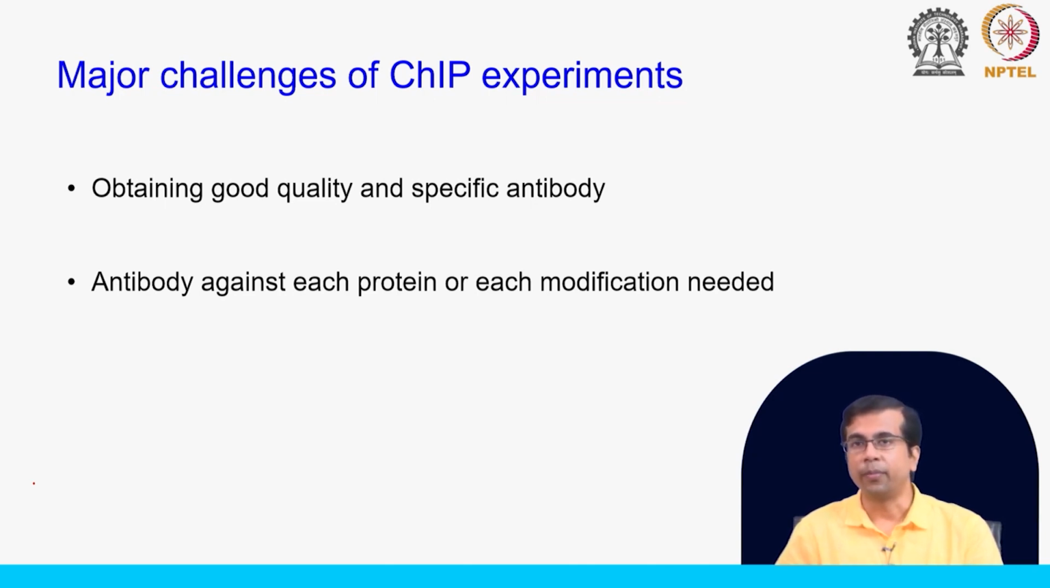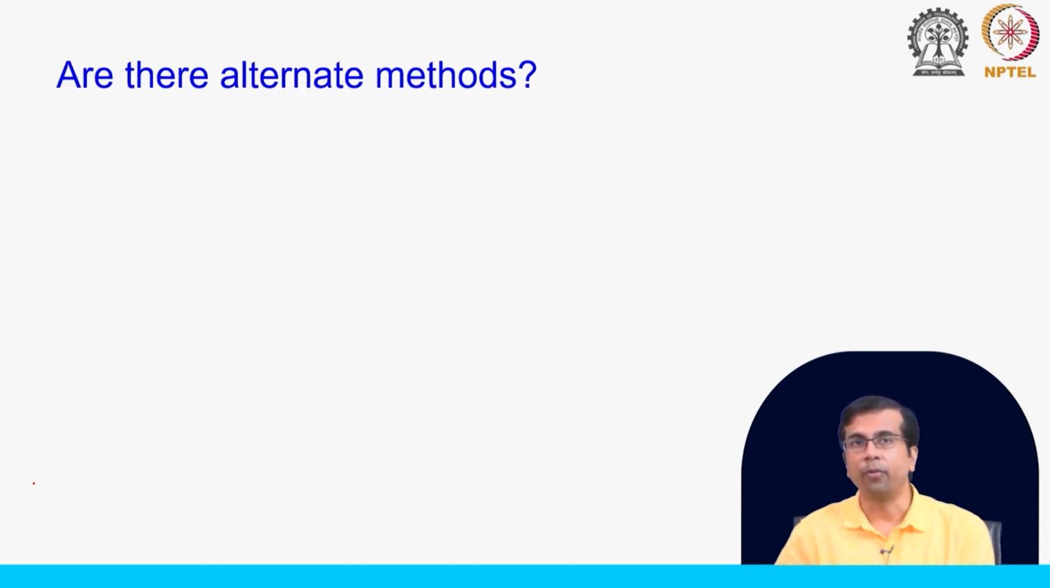One thing you should remember is that if you want to identify, let us say, 10 different transcription factors, you need 10 different antibodies against those, right. So, you have to generate an antibody against each protein or each histone modification that you want to study, right, and this means this is a very tedious process. Generation of an antibody that is also specific is quite expensive. Okay.